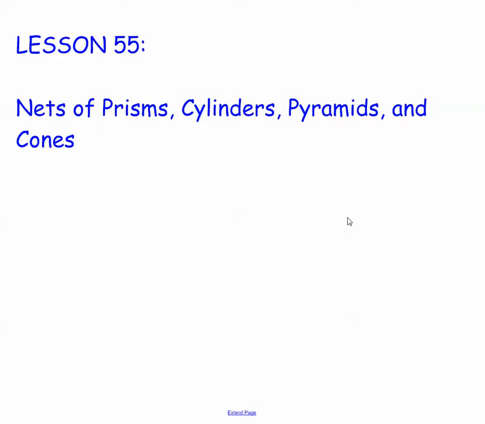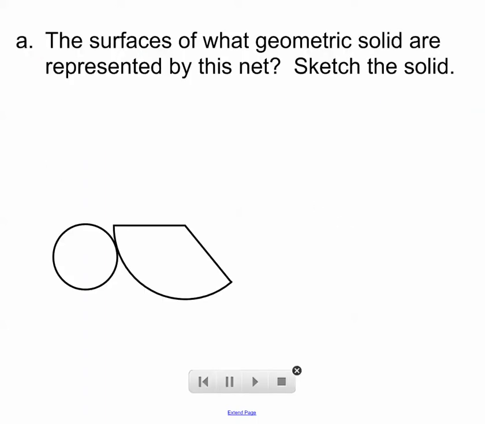Lesson 55 today, nets of prisms, cylinders, pyramids, and cones. We're going to continue trying to turn three-dimensional objects into two-dimensional pictures. So here we go. The surfaces of what geometric solid are represented by this net? In other words, if we cut these pieces out and made them into a three-dimensional figure, what would they be?